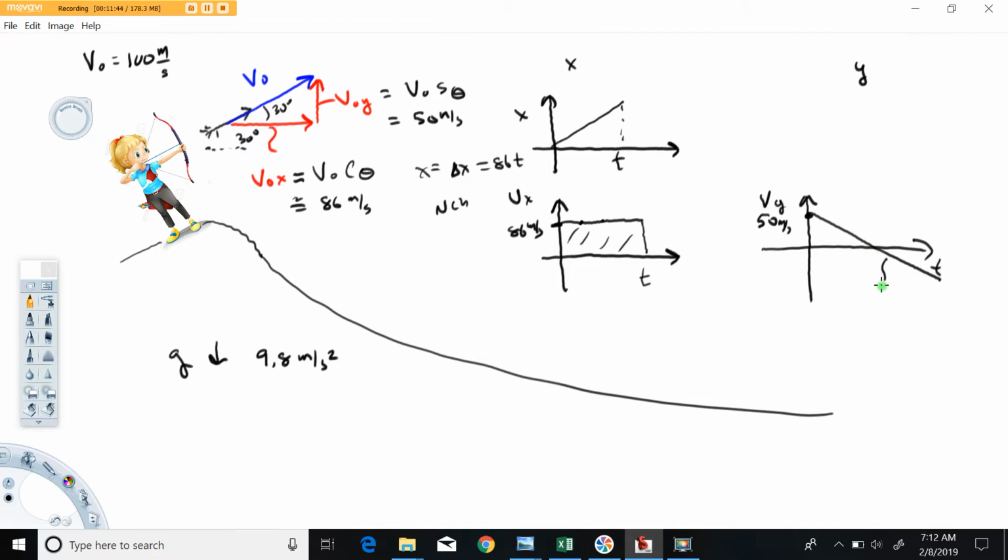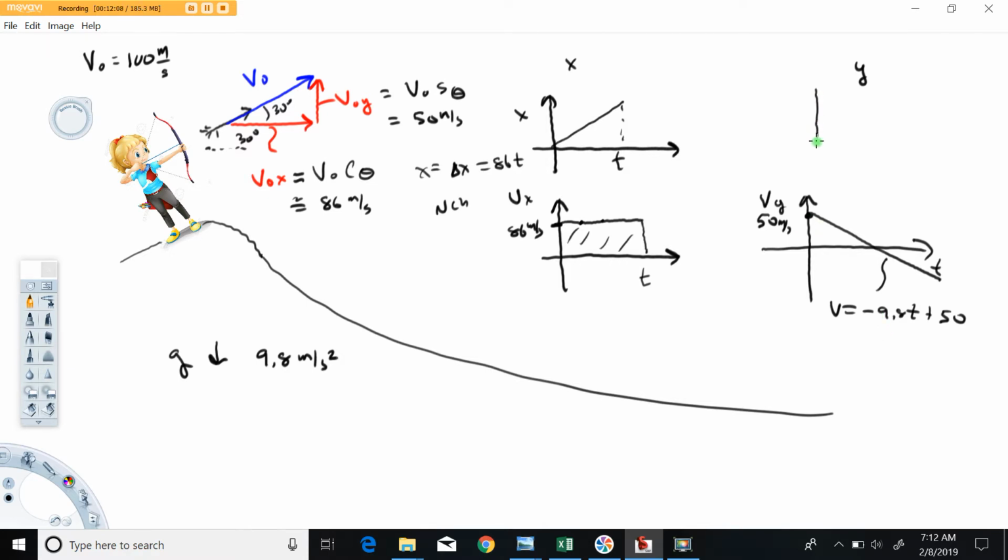The equation for this line, I've got lots of videos on how to find these equations, so I'm not going to do that here. It's going to be v equals negative 9.8t plus 50. You can get that from the area under the acceleration graph, or from the fact that this is a linear function with an acceleration of negative 9.8 meters per second squared and an intercept of 50.